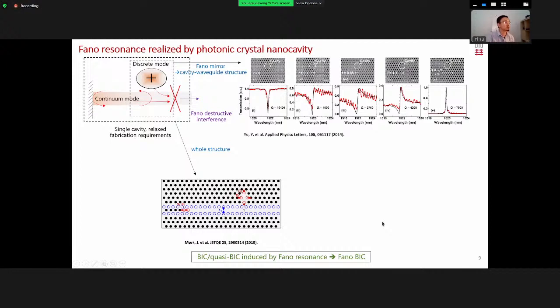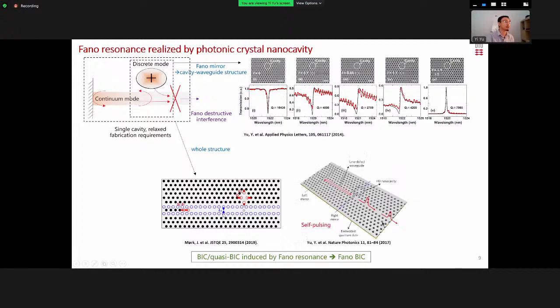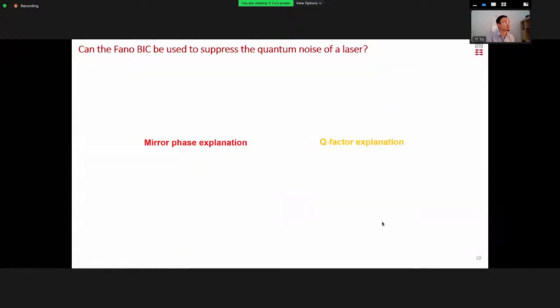Based on these schemes, we have actually demonstrated these photonic BIC lasers based on indium phosphide photonic crystals with quantum dots as the active regions, and we achieve single-mode lasing. Besides, we also get self-pulsations due to passive Q switching. So here we are thinking about using this photonic BIC laser to suppress the quantum noise of the laser. The detailed mechanism can be explained in two ways. The first one is called the mirror phase explanation. Another way is the so-called Q factor explanation.